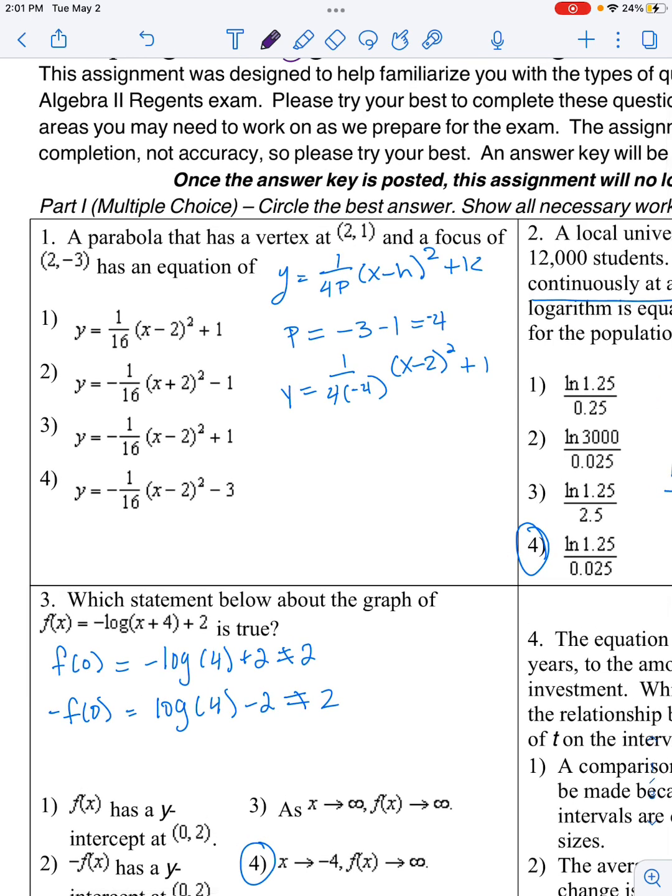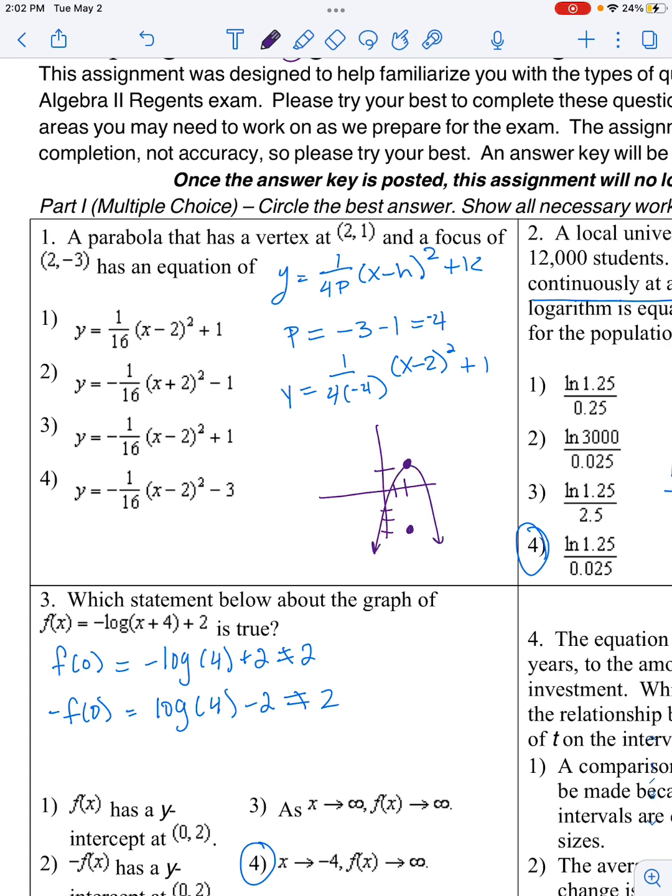So the first one is talking about a parabola whose vertex is at (2, 1) and whose focus is at (2, -3). If we were to graph this, we would have our 2 points, our vertex and our focus. Since the focus is below the vertex, we know that it's going to open down.